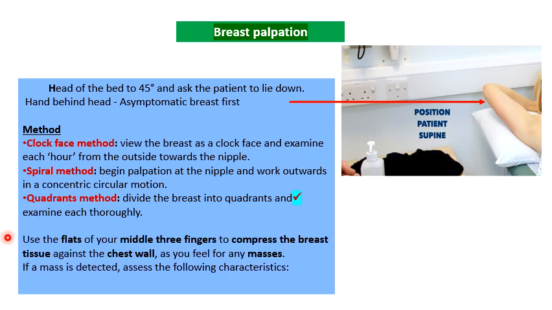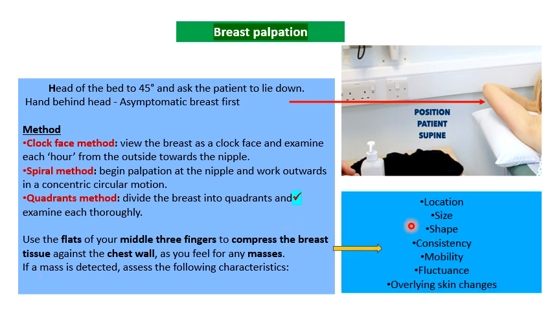Now, how to go about it? You use the flat of your hand, not the tips of your fingers. Use the flat of your middle three fingers to compress the breast against the chest wall as you feel for any masses. If a mass is detected, assess the following characteristics of the mass, which is of utmost importance: the location or site of the mass, the shape, consistency, mobility, fluctuance, and the overlying skin, which I mentioned just now. So these are the features that you have to look for in a patient with a palpable breast lump.